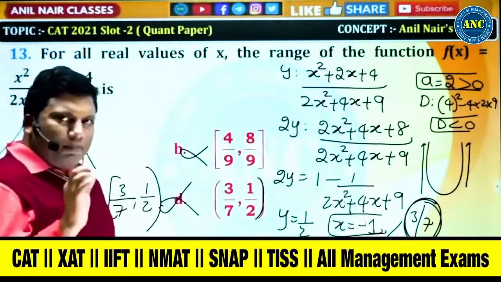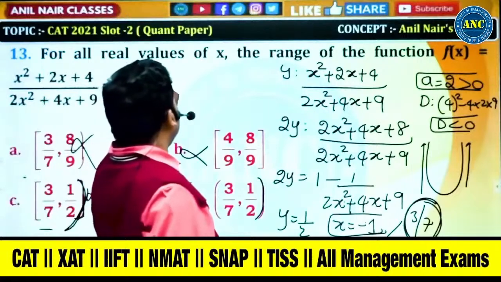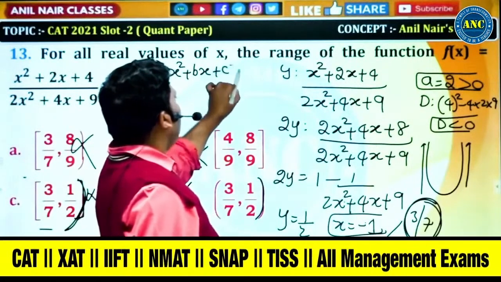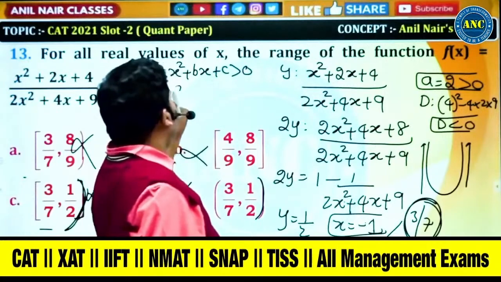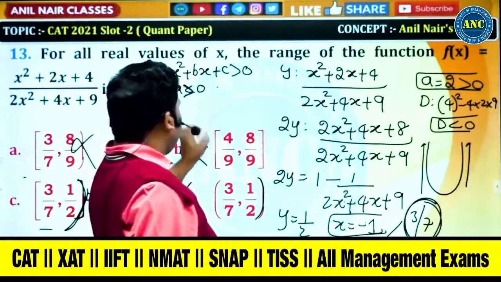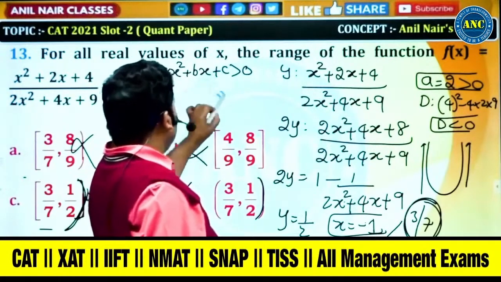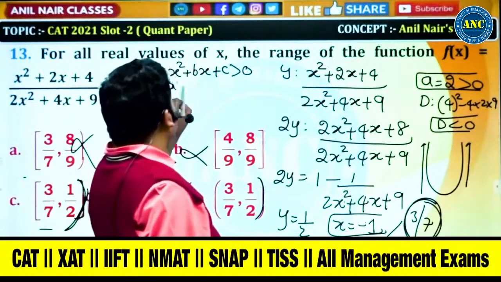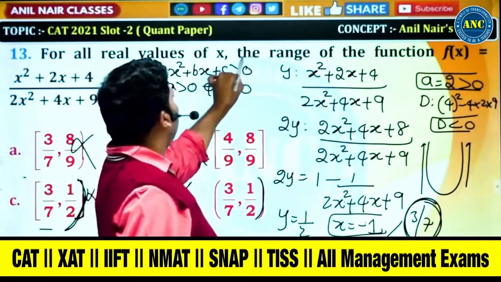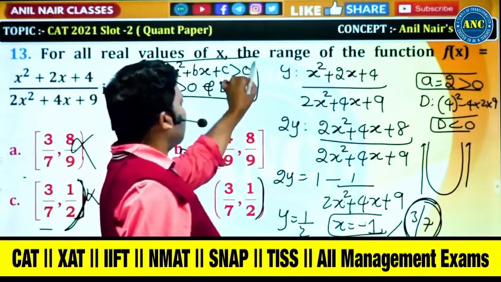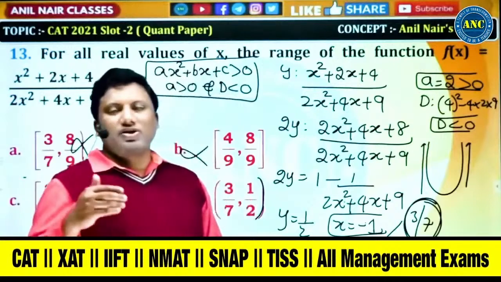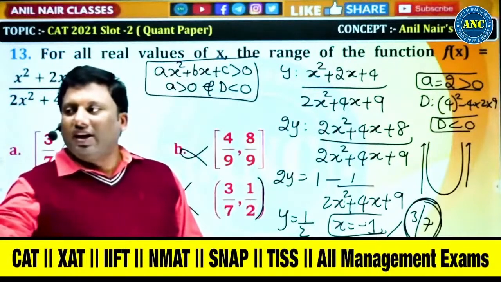What is the important concept which we discussed? Ax square plus bx plus c is greater than 0 when a is greater than 0 and D is less than 0. This is the basic property of maxima and minima of a quadratic expression. If you are good at maxima and minima of a quadratic expression, you can solve this question very, very easily.